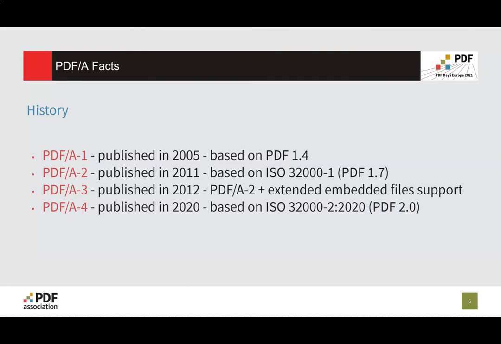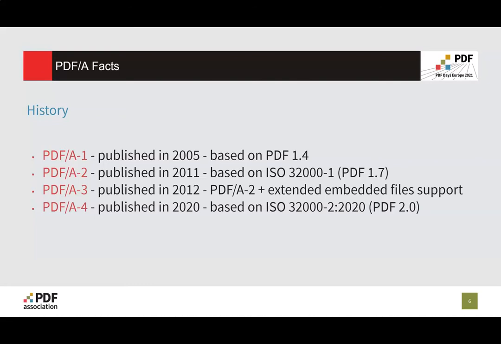PDFA2 is published in 2011 and is based on ISO 32000, which corresponds to PDF 1.7. We find 3 conformance levels in this version: A, B, and the new level U, with U for Unicode, that requires all text in the document to have Unicode mapping. So based on PDF 1.7, PDFA2 includes all the new features of the PDF specification back then, such as transparency and optional content. An additional major feature is the option of embedding PDFA files to facilitate archiving sets of documents in a single file.